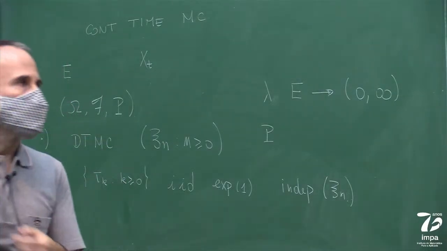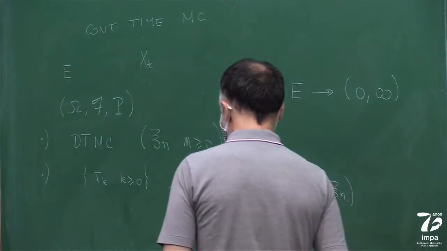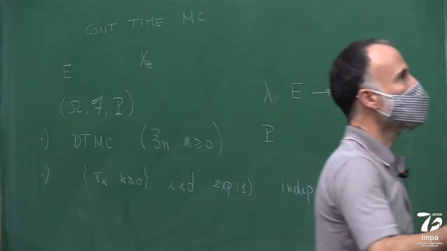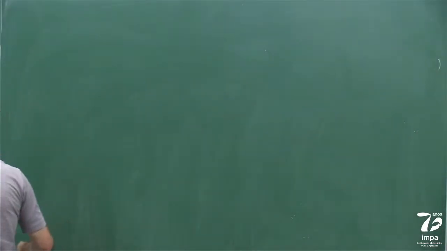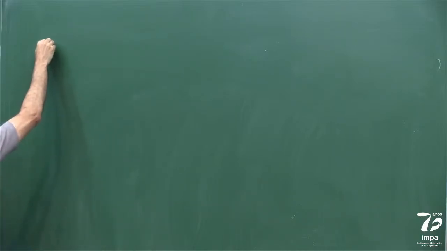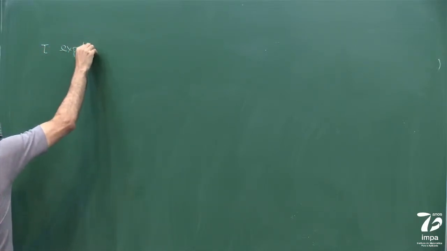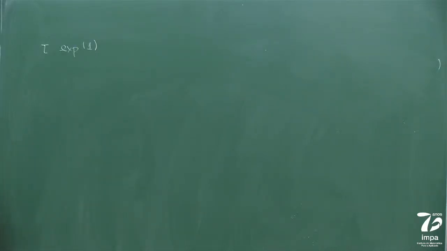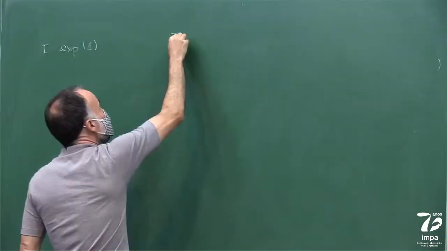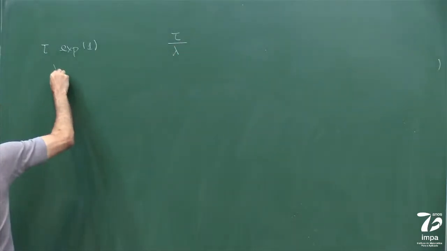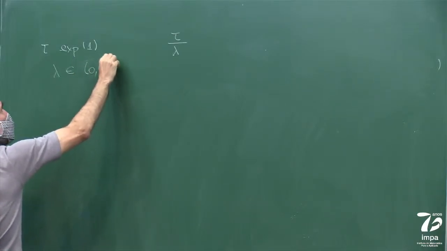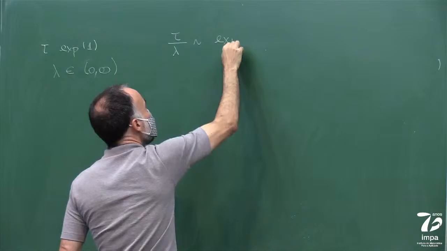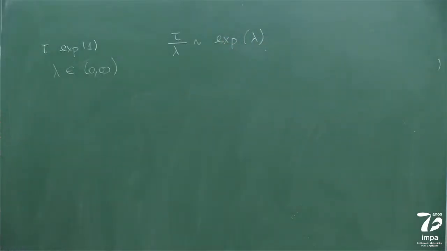Okay, so how do I construct this process? Well, a first observation is that if tau is an exponential time of mean 1, okay, so these are my exponential times, if I take tau and I divide it by lambda, where lambda is a real number, strictly positive, then this random variable is an exponential variable with parameter lambda.